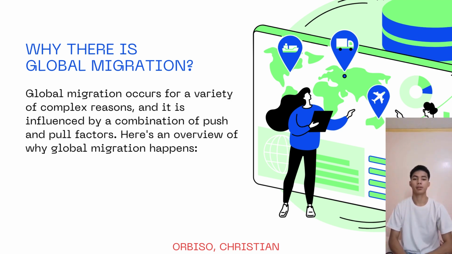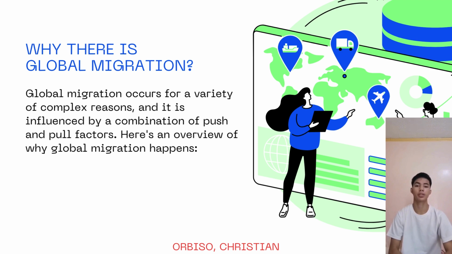Third, environmental factors. Natural disasters, climate change, and environmental degradation can force people to leave their homes, either temporarily or permanently, in search of safety and better living conditions. Fourth, political instability. Political instability, corruption, and lack of governance can make a country an undesirable place to live, prompting citizens to seek a more stable and secure environment elsewhere. And lastly, lack of education and healthcare. Inadequate access to education and healthcare can drive people to move and search for better opportunities for themselves and their families.